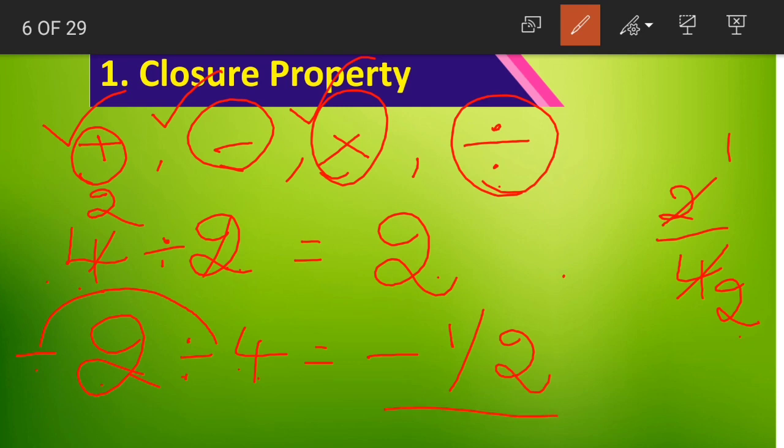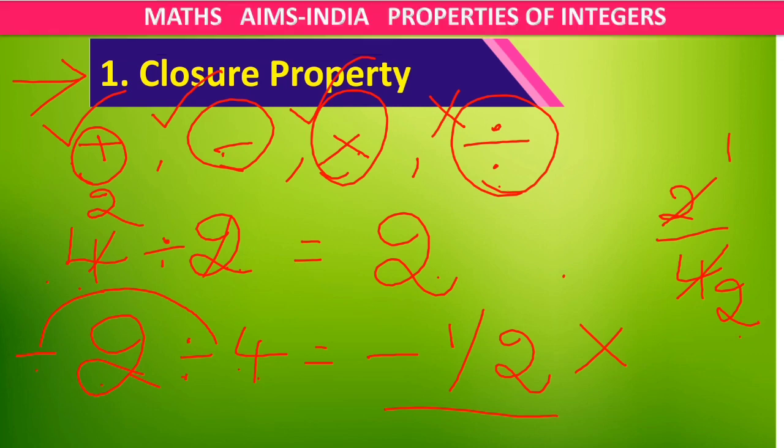Now, is minus 1 by 2 an integer? No, minus 1 by 2 is not an integer. So division of integers does not follow the closure property. Understood? Only addition, subtraction and multiplication of integers satisfy the closure property. What is closure property? When two integers are used, the result of their mathematical operation should also be an integer.